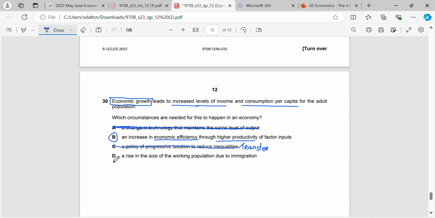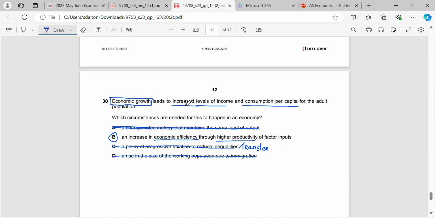And then a rise in the size of the working population due to immigration. So if the size of the working population increases due to immigration, it will lead to economic growth. But as we get an increase in the population, the levels of income and consumption per capita may remain the same. So it's like, for example, if we increase our output by 10%, but we've now got 10% more people in our labour force, then the income levels and consumption levels will stay the same, because the level of our labour force increase will be matched by the increase in economic growth.